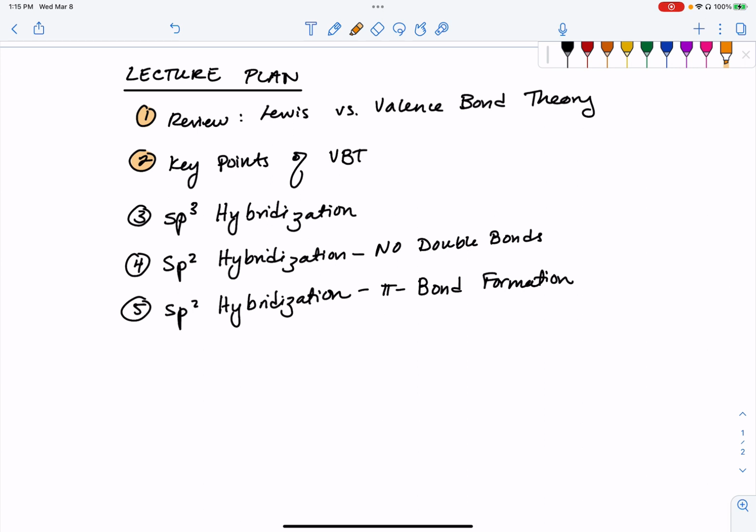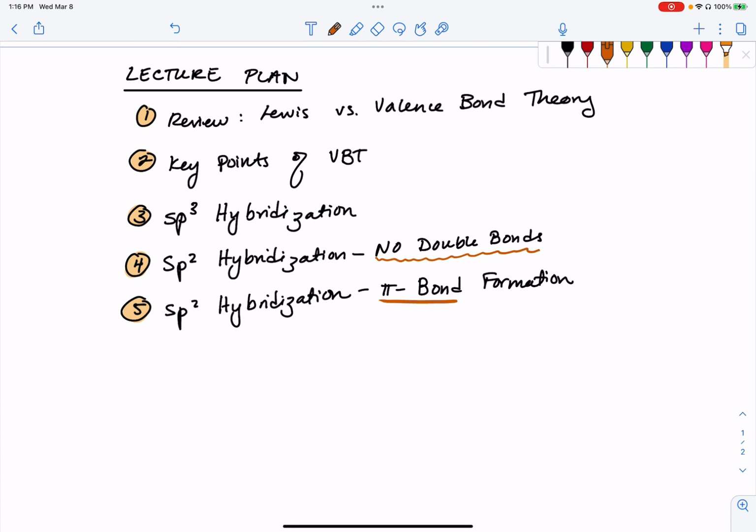We're going to look at some specific types of hybridization, specifically first sp3 hybridization. Then we're going to look at sp2 hybridization with a focus on more simple molecules, meaning ones that don't form double bonds. And then we will look at sp2 hybridization where a double bond is formed, otherwise known as a pi bond.